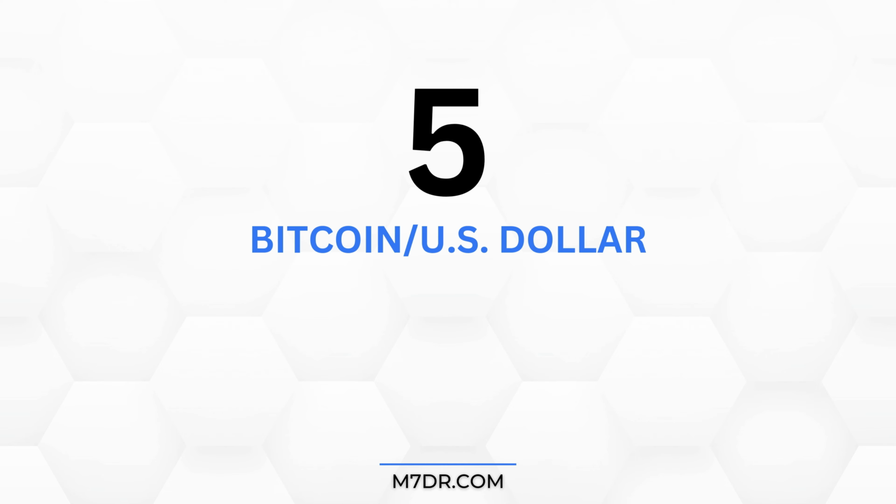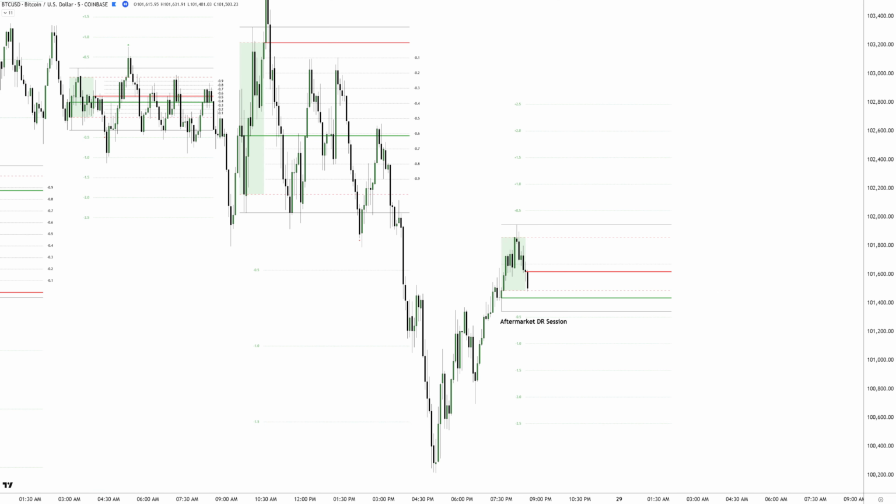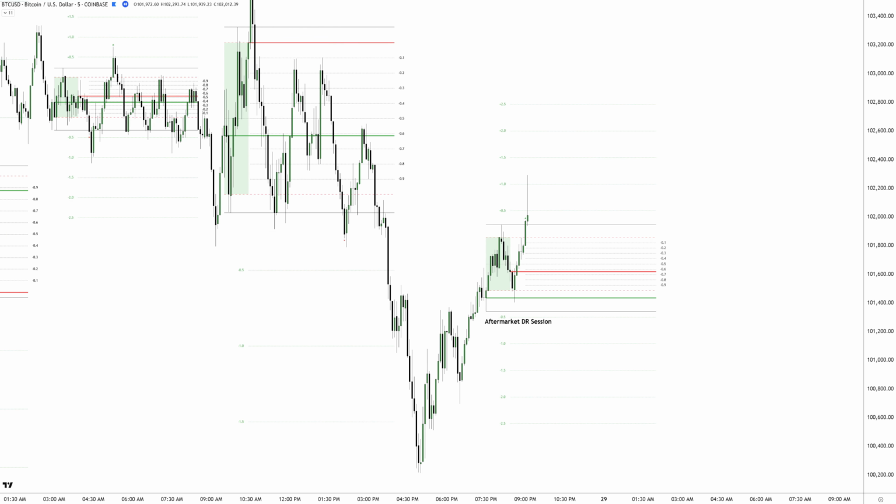And lastly, Bitcoin, Wednesday's aftermarket DR session trade. Previous DR levels adding extra confluence for upside price action. Wednesday's aftermarket DR session delivered a prime example of a well-structured trade setup with clear DR characteristics. The defining range formed, and the first hour closed bullish, marking a green DR box with the closing price higher than the opening price. Moments later, price reinforced the bullish momentum with a long confirmation immediately reaching the one standard deviation level after.